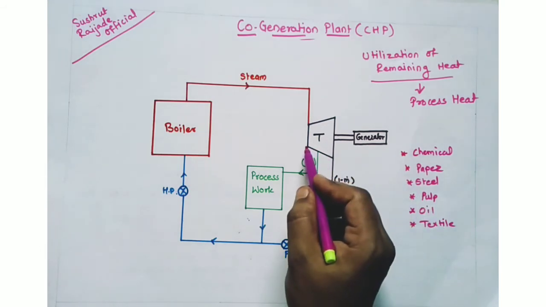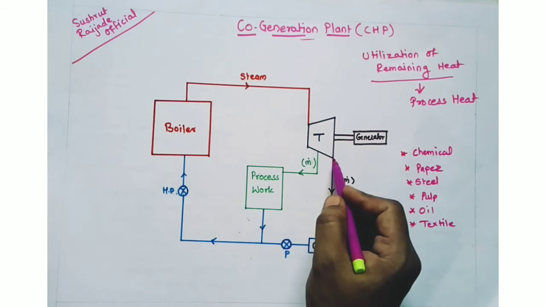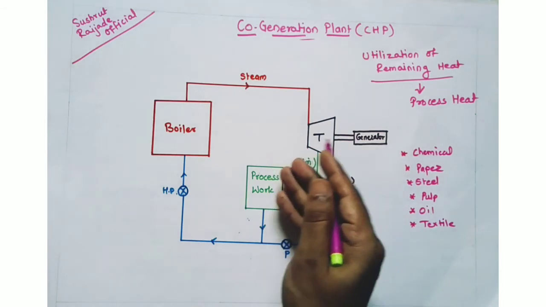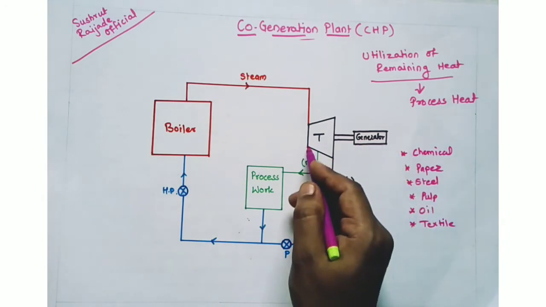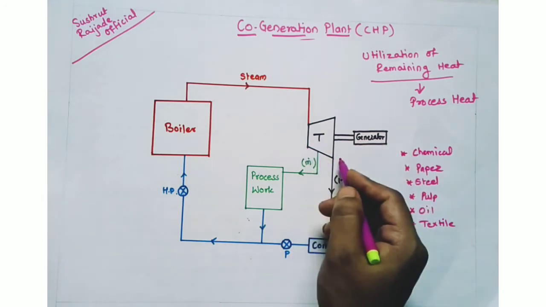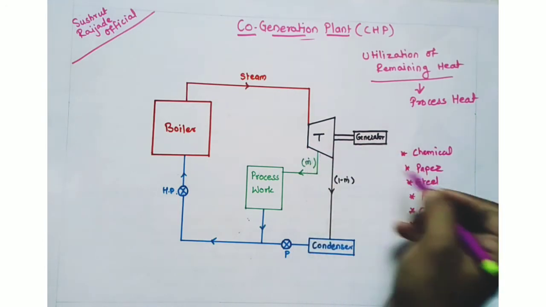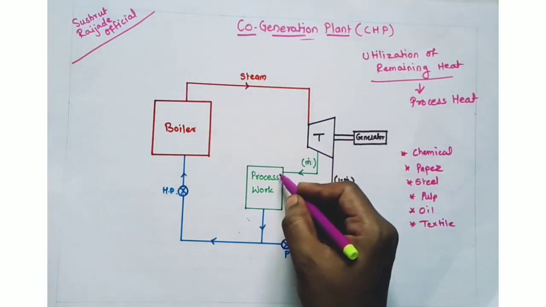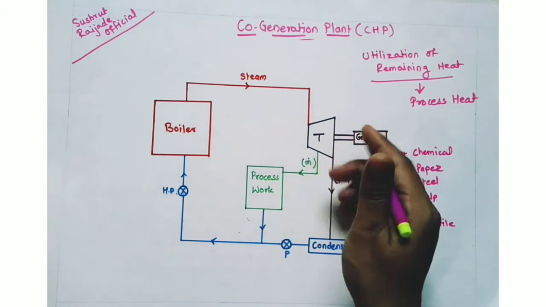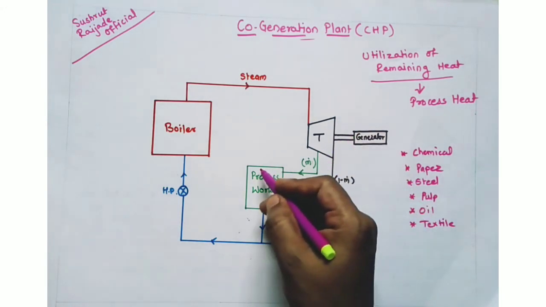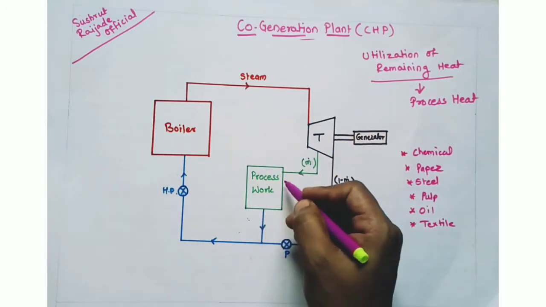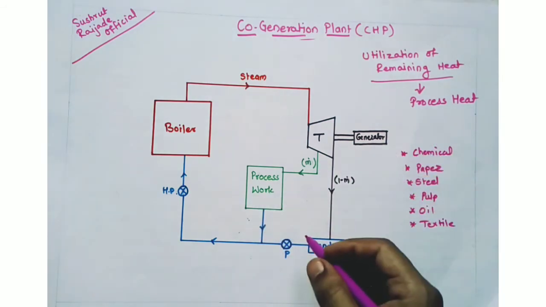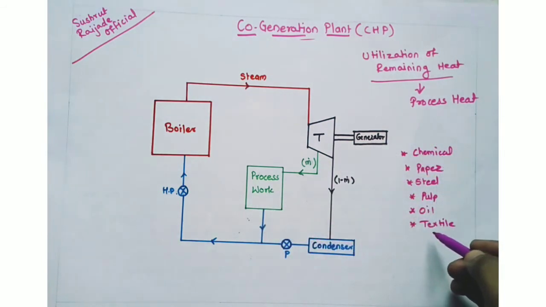Now the steam is expanded from this point to this point. That means in the turbine the pressure falls from high pressure to low pressure. Therefore, according to the application, the steam is extracted, and that extracted steam is used for the process work. That means it produces process heat, which is used for these different applications.